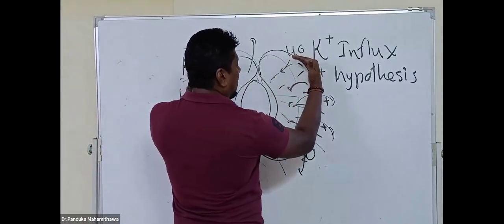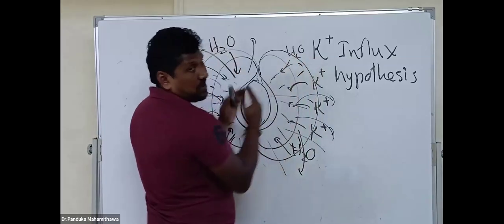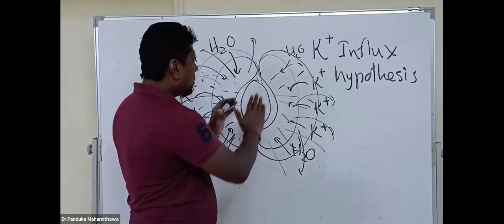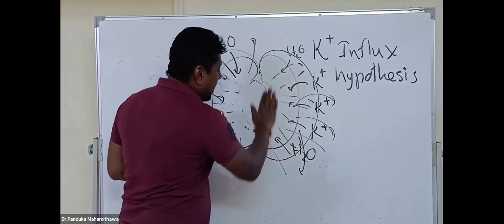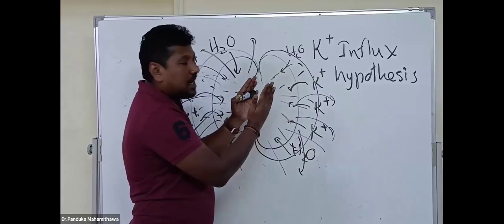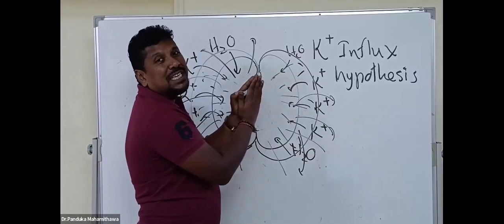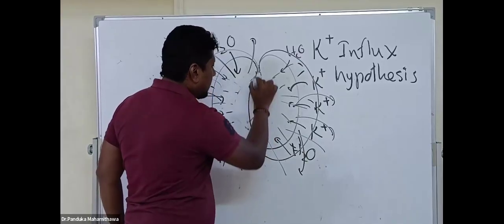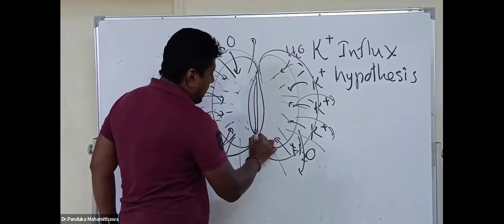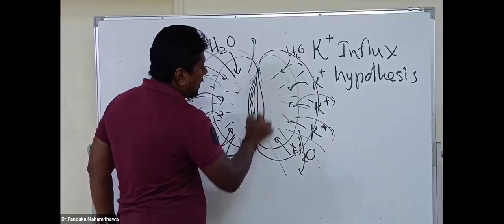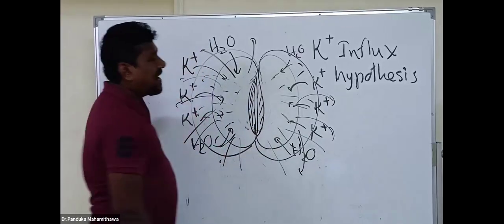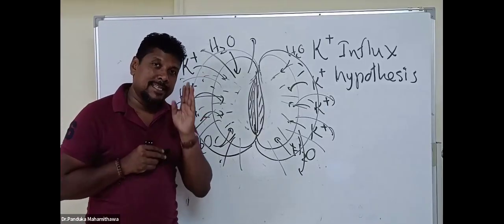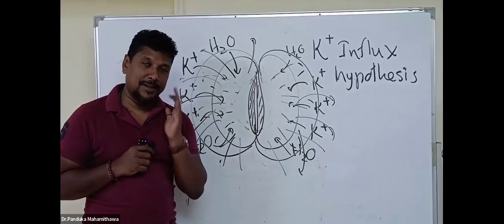Because of flaccidity, the outer wall extension is reduced. Because of that, the inner walls come closer to each other again. So the inner wall looks like this. That means it closes the opening. So at night, the stomata is closed this way. This is the potassium influx theory.